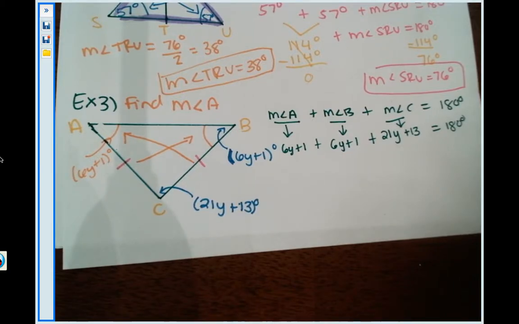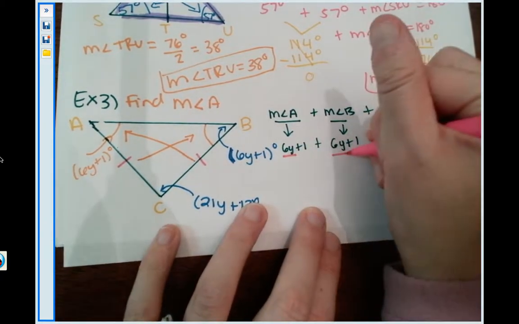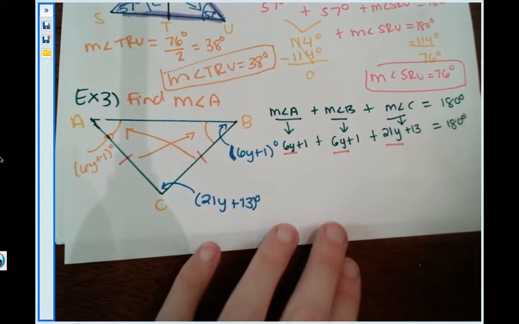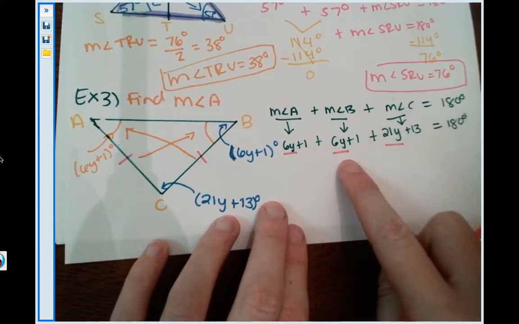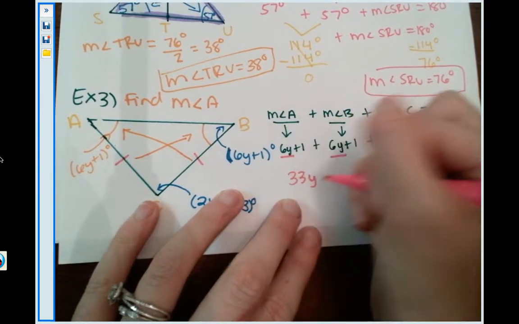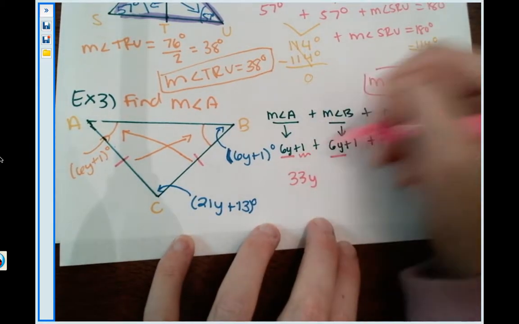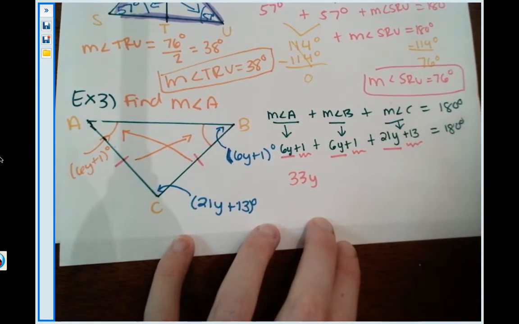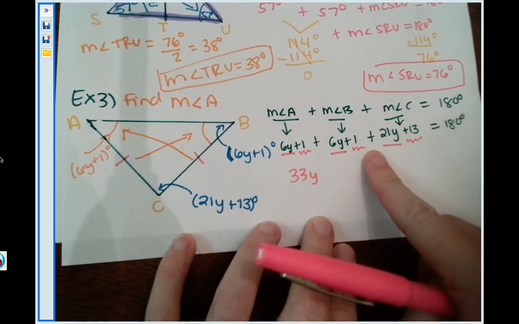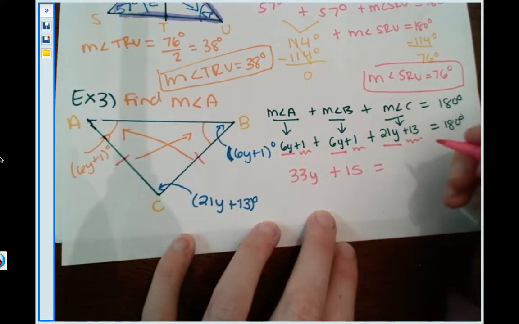So let's start by combining our like terms. Let's go. So I'm going to start by combining all my y terms. So there's a y, there's a y, and there's a y. So let me add those together. So 6y plus 6y is 12y, and 12y plus 21y gives me 33y. So 33y, and now let me add the terms together that don't have y. So I have a 1, a 1, and a 13. So 1 plus 1 gives me 2, and 2 plus 13 gives me 15. Holy hot dog, right?